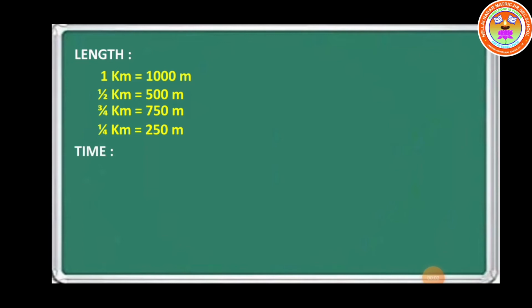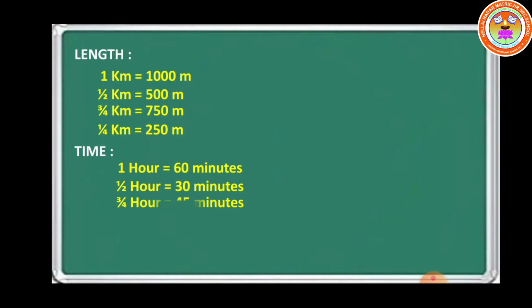Next one, time. 1 hour is equal to 60 minutes. Half an hour is equal to 30 minutes. 3/4 of an hour is equal to 45 minutes. 1/4 of an hour is equal to 15 minutes.